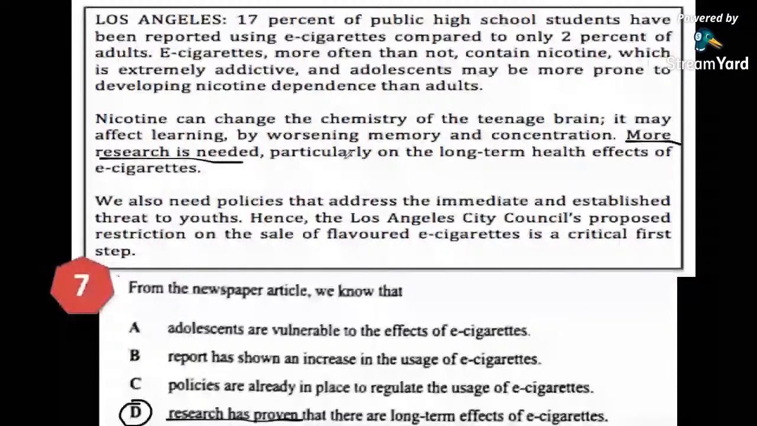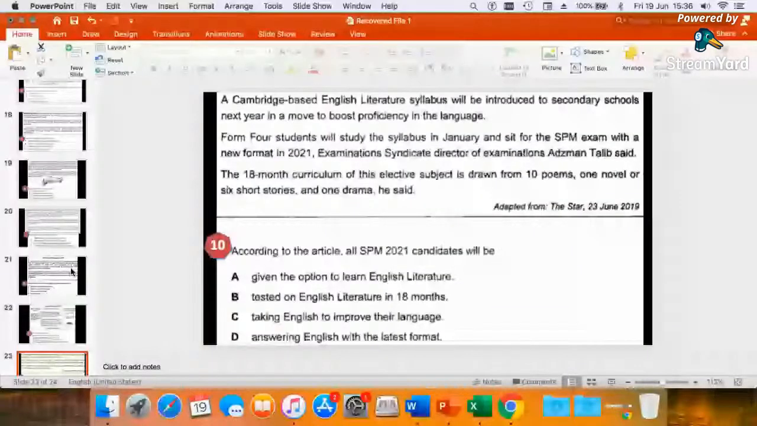We need more research on the long-term health effects. Okay, research is already available, but now they need more. And that research has already proven that there will be long-term health effects. And that's why the answer is actually dog. Okay, so number 7, most of you got this one wrong, so take note of that. But still, good job. I'm still impressed with the 3% who got full marks.